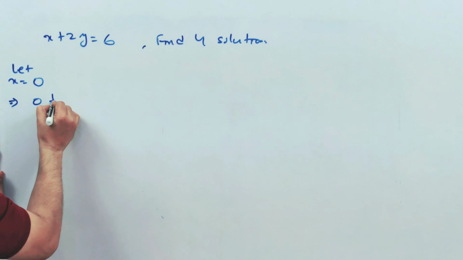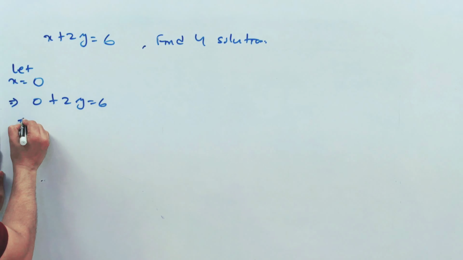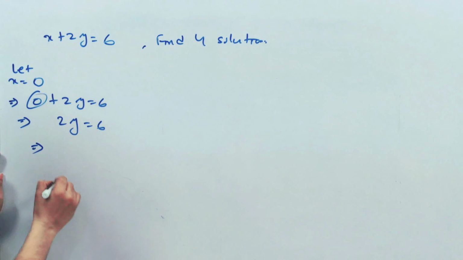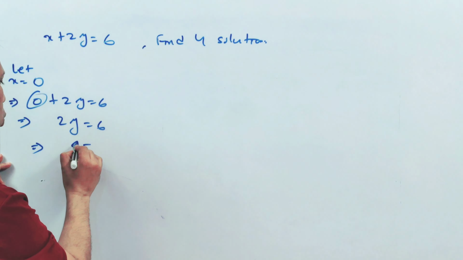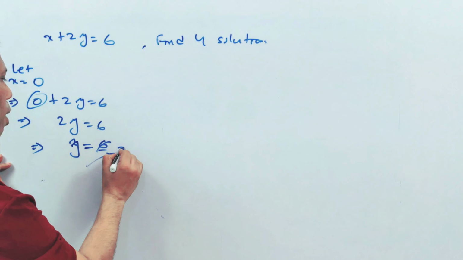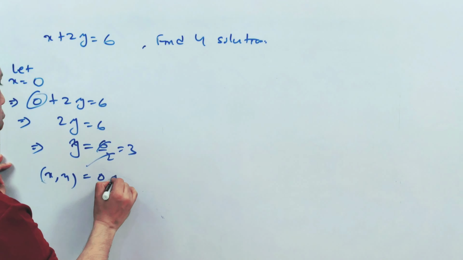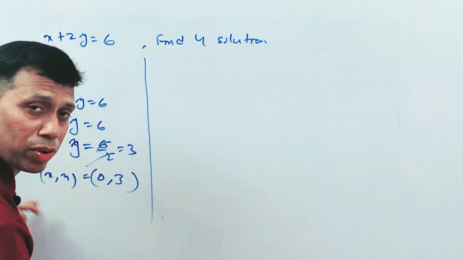This implies that 0 plus 2y is equal to 6. So 0 is 0, so 2y is equal to 6. If 2y is equal to 6, then y is equal to 6 by 2. The answer is 3. So the solution is x comma y is equal to 0 comma 3. This is the first solution.